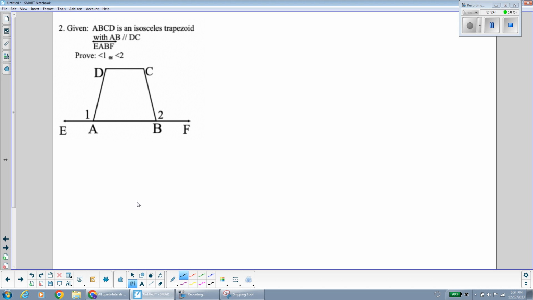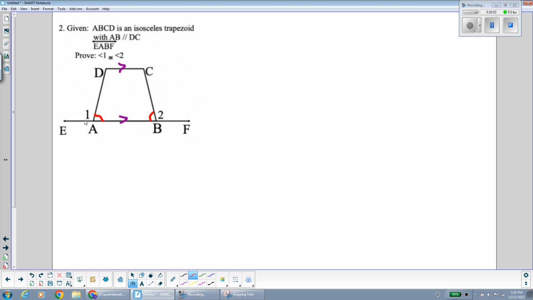And here we are given an isosceles trapezoid. And they tell us that AB is parallel to DC. And our goal is to prove that angle 1 is congruent to angle 2. And this is going to be a really quick proof. And the reason it's going to be really quick is because when we have an isosceles trapezoid, the base angles are congruent to each other.